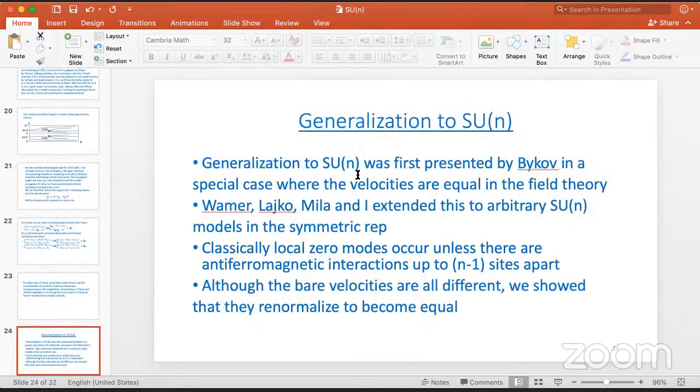So now I want to discuss generalization to SUN. It was again first presented by Affleck in a special case where the velocities are equal in the field theory. Then Wamer, Lajkó, Mila, and I extended this to arbitrary SUN models in the symmetric rep. Classically, the local zero modes occur unless there are ferromagnetic interactions up to n-1 sites, which we included. Although the bare velocities are all different in this case, we showed that they were normalized to become equal in the field theory.